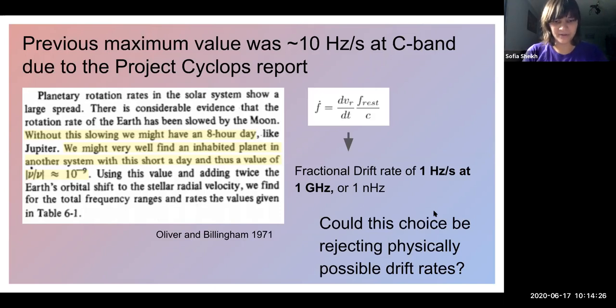And what I wanted to know was, this thing was written in 1971. And in 1971, we didn't know of any exoplanets. So now that we know what exoplanet systems look like, can we do better than just assuming an 8-hour day and finding some drift rate we think we'll expect as the maximum? Could that be a bad upper limit? And could there be a lot of physically possible systems that are exceeding that limit that we would miss if we said, okay, we're only looking for things below 1 nanohertz? So that's kind of how this project started.